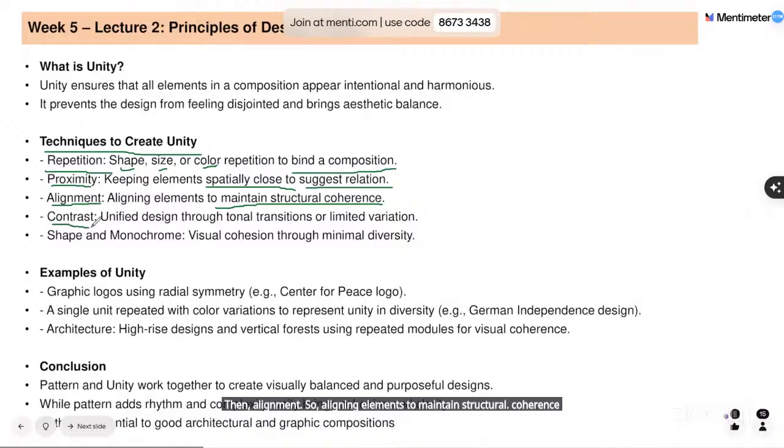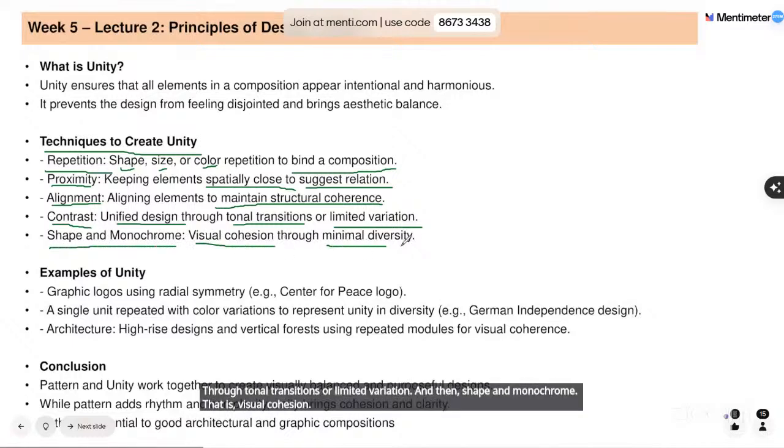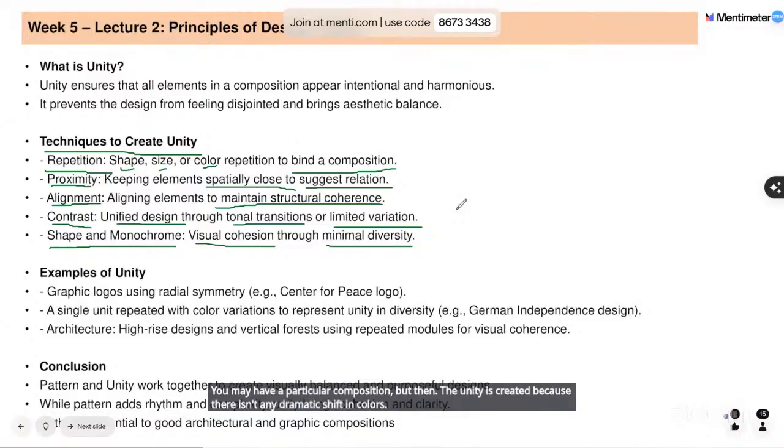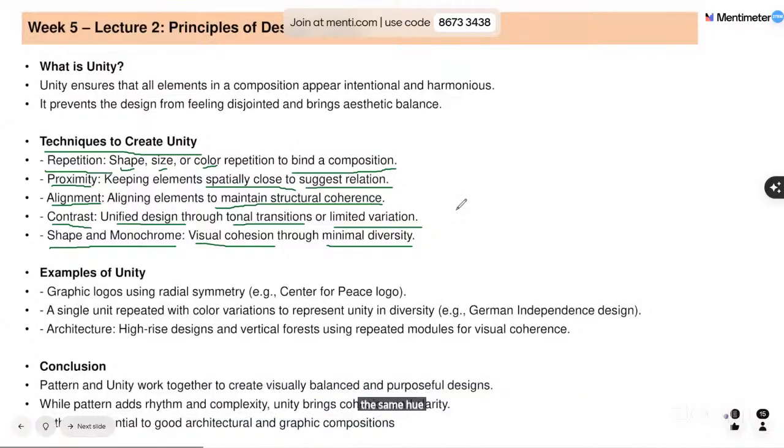Then we can also have contrast, which is unified design through tonal transitions or limited variation. And then shape and monochrome, that is visual cohesion with very little diversity, because monochrome means what? It's the same color. So you may have a particular composition, but then the unity is created because there isn't any dramatic shift in colors. It's all the same hue in various shades and tones that is used. That is monochrome.